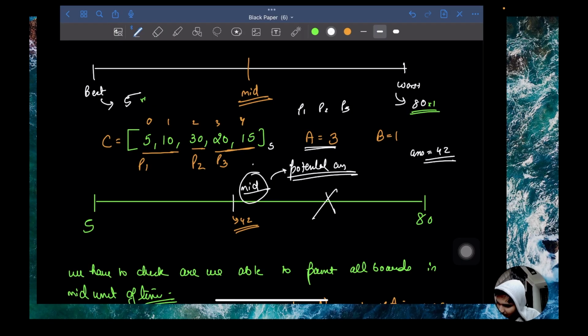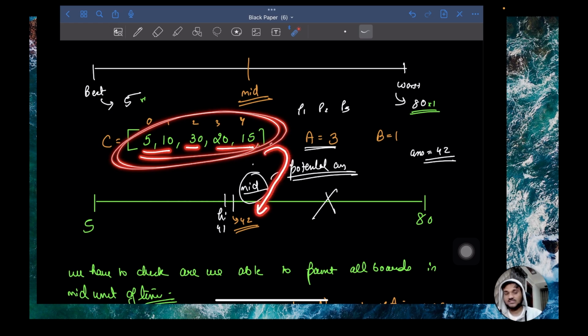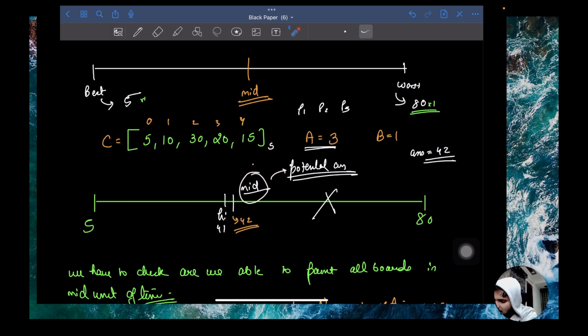So I'm going to discard my right half, and I'm going to bring high here, which is 41. And we will reset the situation. So if you carefully see, in order to check whether a particular mid value gives a potential answer or not, you iterated on the whole array, right? 5, 10, then 30, then 20, 15. So you read the whole array, then only you were able to decide whether mid is a possible answer or not.